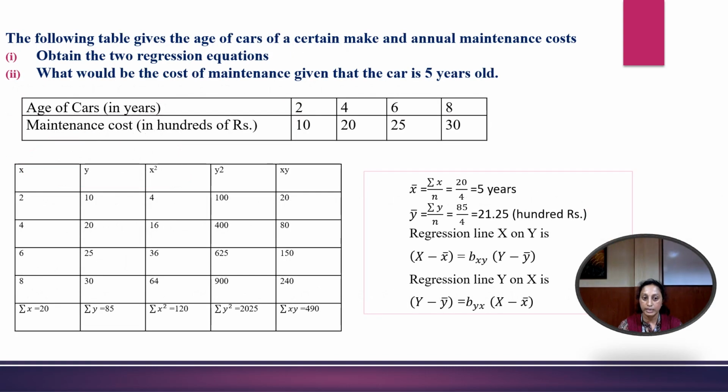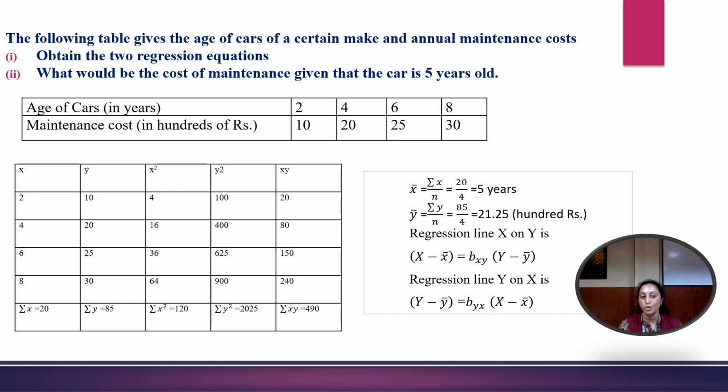Let us consider one example to understand regression analysis. Here we have the age of cars represented in years and the maintenance cost in hundreds of rupees. When the age of the car is 2 years, the maintenance cost is 1000 rupees. When the age of the car is 4 years, the maintenance cost is estimated to be 2000. When the age of the car is 6 years, the maintenance cost is estimated to be 2500. Similarly, when the age of the car is 8 years, the maintenance cost is 3000.